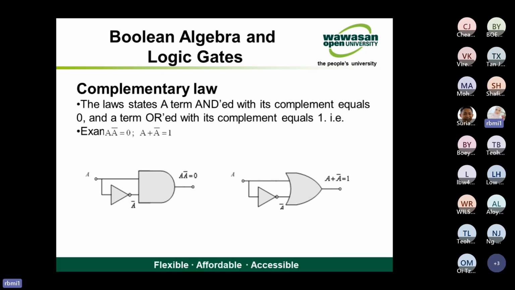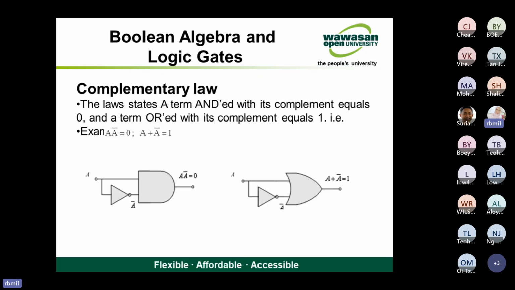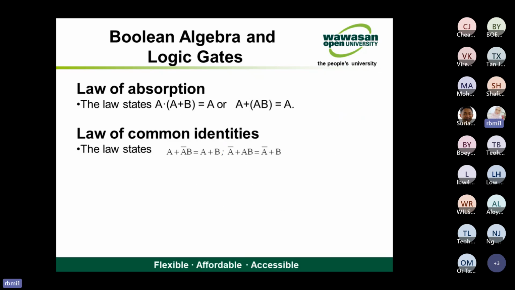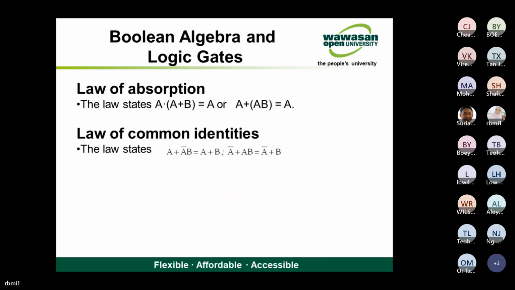And for factoring, we have this one, for the factoring law and complementary law, and also we have the intersection law, A dot 1 equals A. Alright.